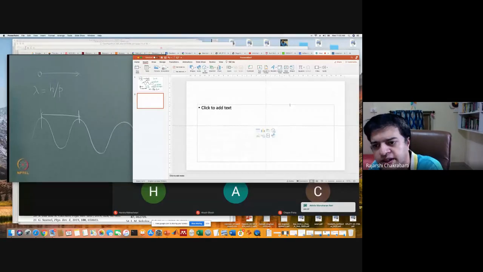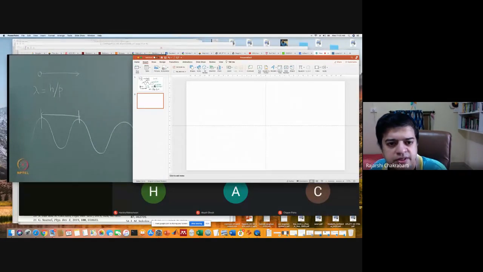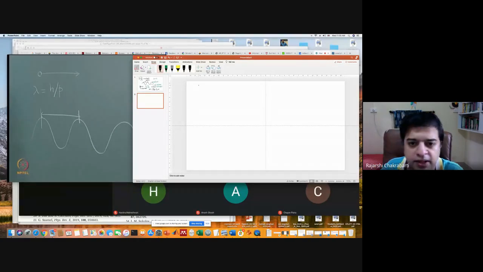Is this clear? It's very important that you clarify and get these things. So the whole thing is, I give you a value of lambda, and then I know the momentum of that wave.